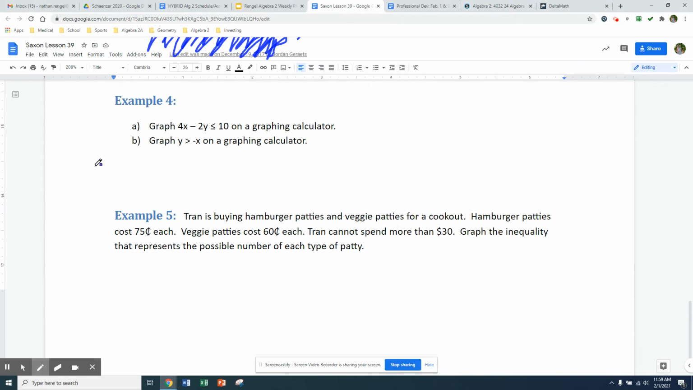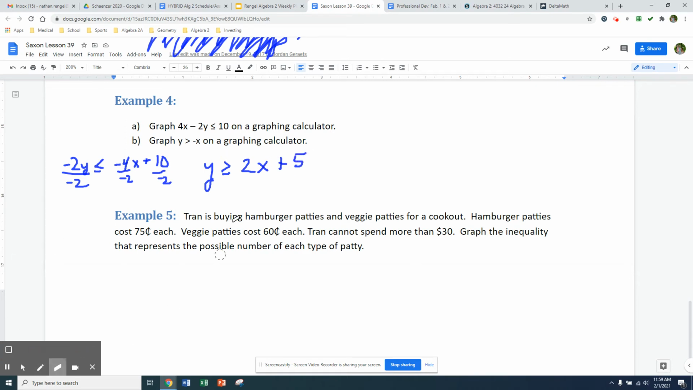So first thing is, in order to put them onto your calculator, we do need to put them into slope-intercept form. So I'm going to take this top problem, 4x minus 2y is less than or equal to 10. We'll start by subtracting the 4x over, which is going to be negative 2y is less than or equal to negative 4x plus 10. Secondly, we'll divide everything by negative 2.